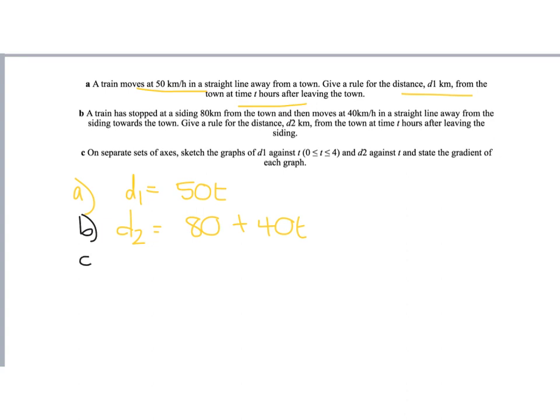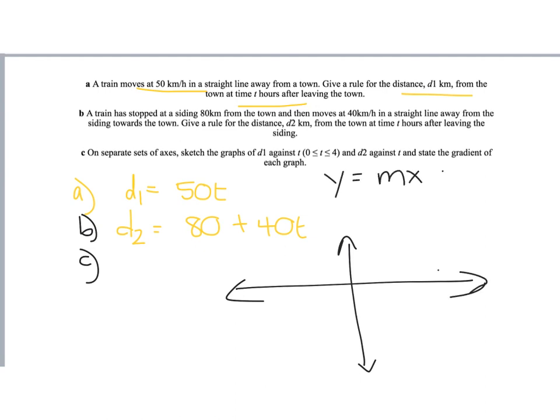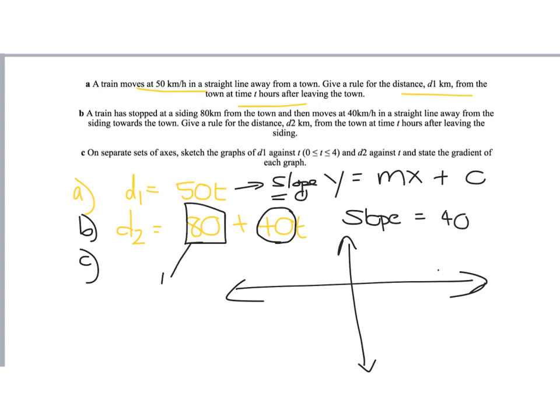Then part C, on a separate sketch of axes, says to draw the graph of those. You can quickly sketch those up. It says to state the gradient of each graph. Well, let's think about this in slope-intercept form, y equals mx plus c. The gradient of this graph is obviously going to be 0. Slope is going to equal 0. Of this graph, however, we've got 80 plus 40t, so the slope is the number in front of the other variable. So it's going to be 40. The slope in this case is going to be 40. The y-intercept in this case is going to be 80. And so we can easily graph that.